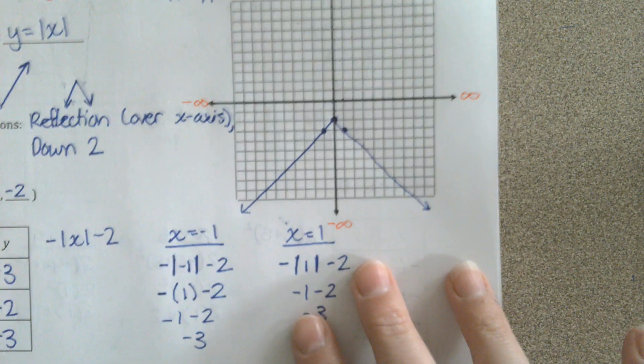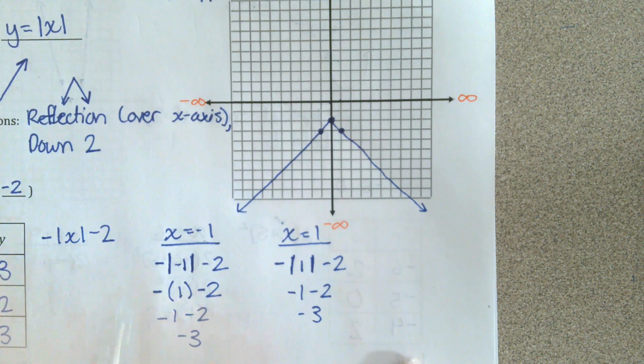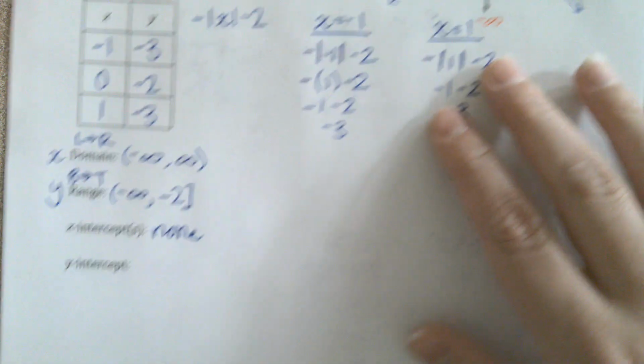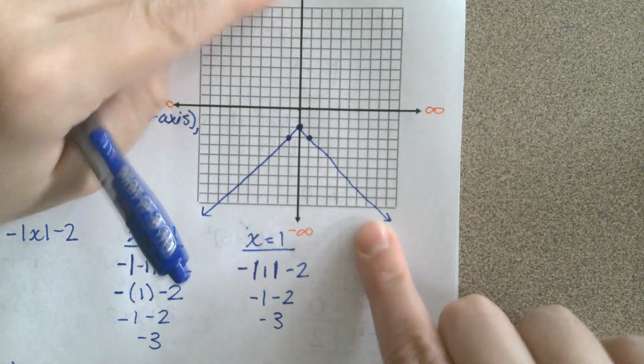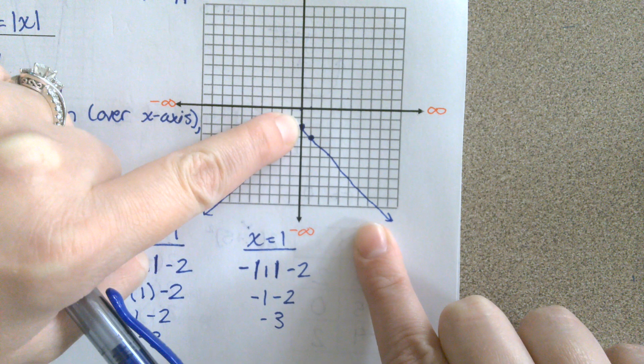X-intercepts, let's look. X-axis is right here. This graph, entire graph, is below the x-axis. It does not touch it. None. Y-intercept, looking at the y-axis here, it clearly crosses at 0, negative 2.